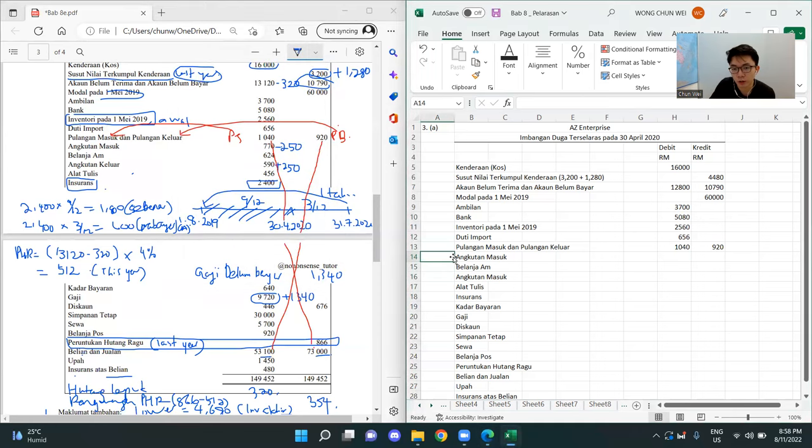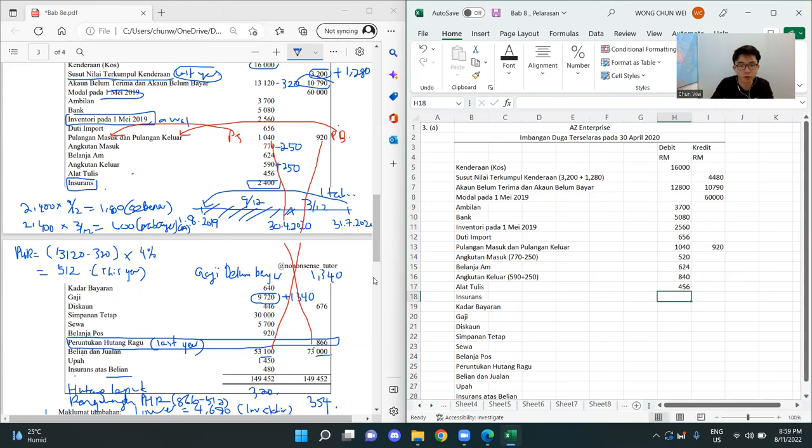So okay, then we go to angkutan masuk. So for this angkutan masuk, we got changes as well. So just now you saw that there is a kesilapan where it should be angkutan keluar. Sorry, this should be angkutan keluar, but I recorded it as an angkutan masuk. So now I have to take it out. That's 250. So 770 minus 250, you get 520. Right, then the belanja am, no changes, so you put it back 624. Angkutan keluar, yes, there is a change, so I have to add it back. So the 590, I add back the 250. So 590 plus 250, 840. Alat tulis. 456.